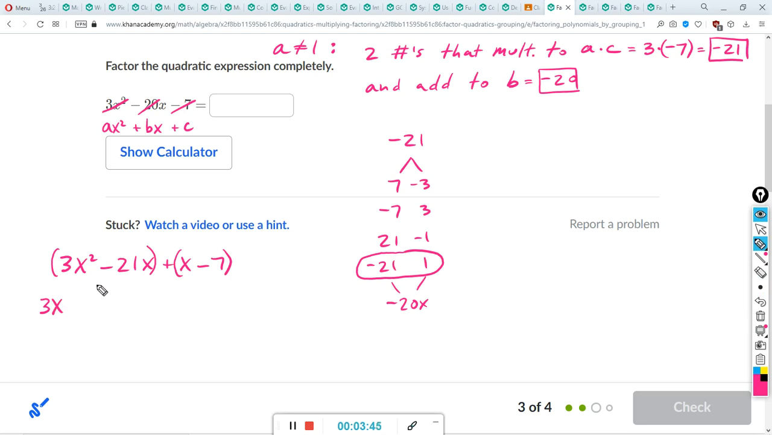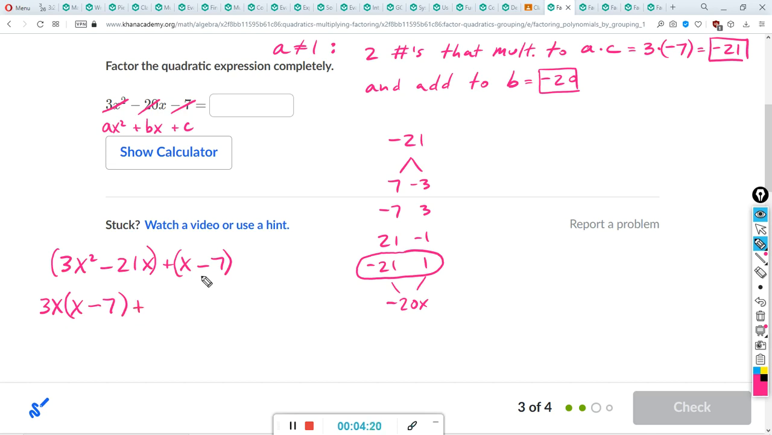For the x's, you're basically taking the lowest exponent. So here you have 3x squared, here you just have x to the first power, or just x, so that gets factored out. So 3x times what will give you 3x squared? Well, that's just x. 3x times x is 3x squared. 3x times what will give you negative 21x? Well, that's just negative 7. Okay, so we factored this part right here.